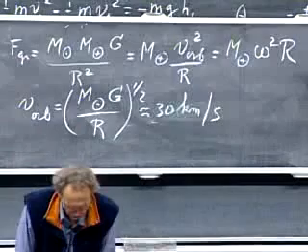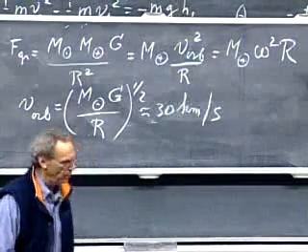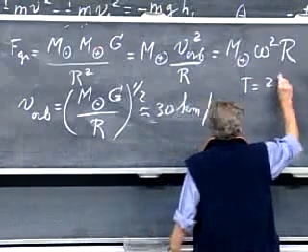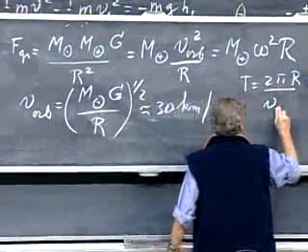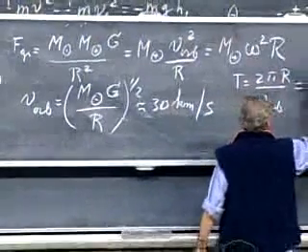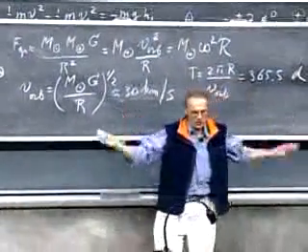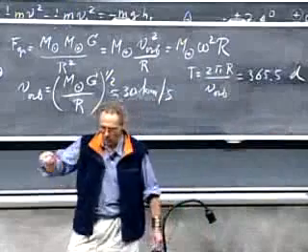So you know what the period is to go around the Sun. That is 2 pi R divided by the orbital speed. And that is about 365.5 days. That's 1 year. That's how long it takes us to go around the Sun.